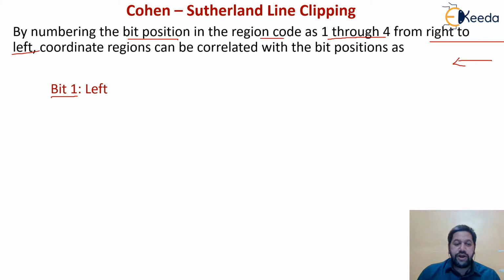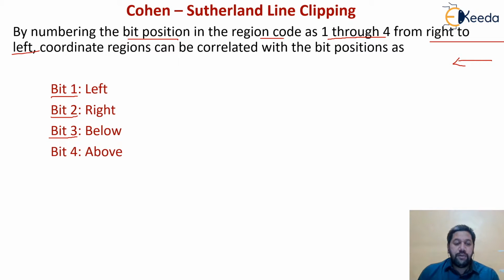The 4 bits can be correlated with the bit positions as follows. Bit 1 is related to the left edge of the window, bit 2 is with respect to the right edge of the window, bit 3 is with the bottom or below edge of the window, and bit 4 is for the above or top. So below means bottom, above means the top edge of the window.